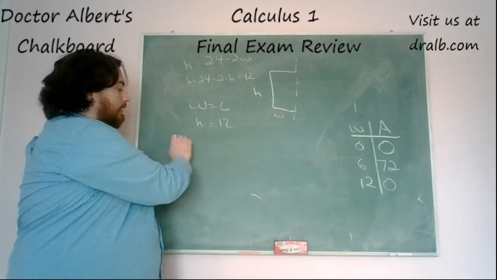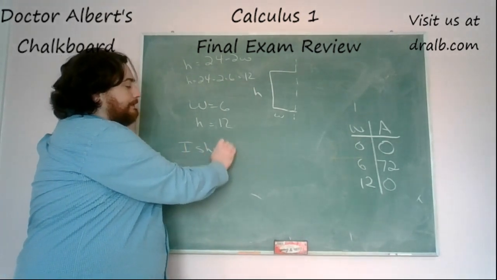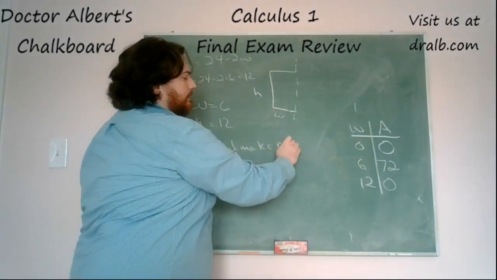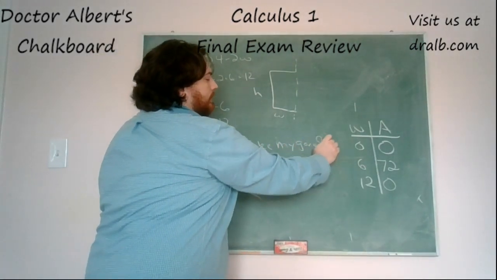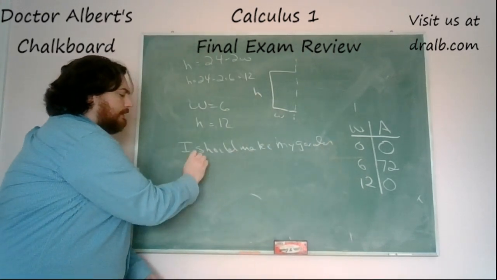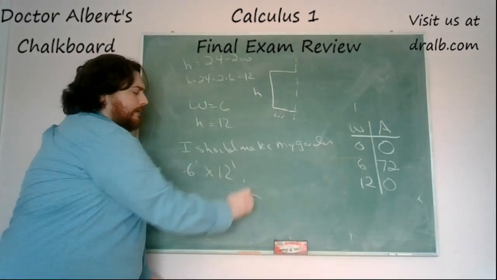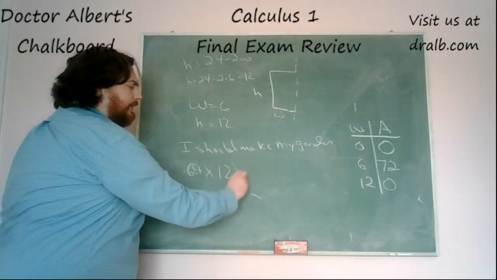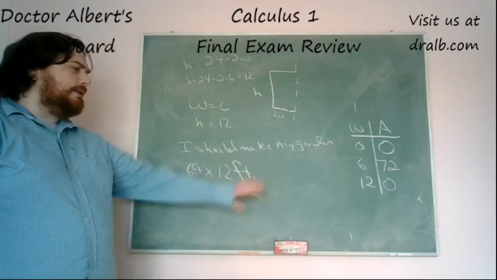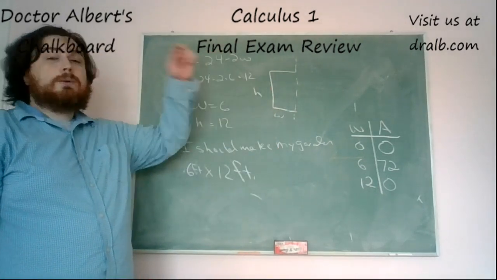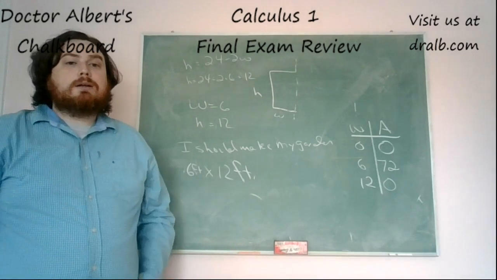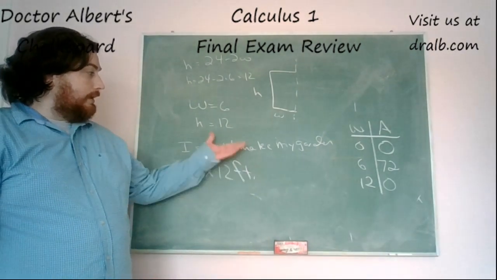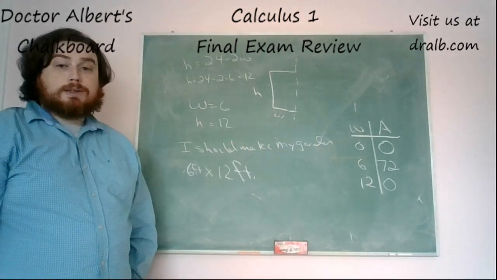So now the dimensions means both of those. So I should make my garden 6 feet by 12 feet. And so the final answer is, okay, the garden should be 6 feet by 12 feet, and that will maximize the area. It didn't ask for the maximum area. If it had, I should put it in there, but I've answered what it's given me, so that's exactly what I'm looking for.